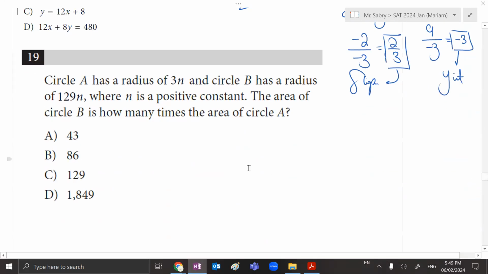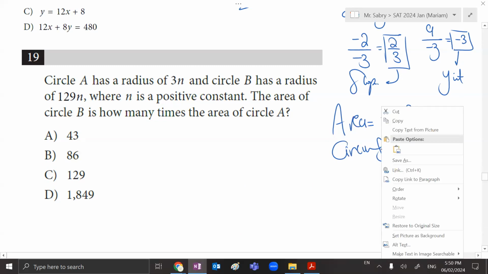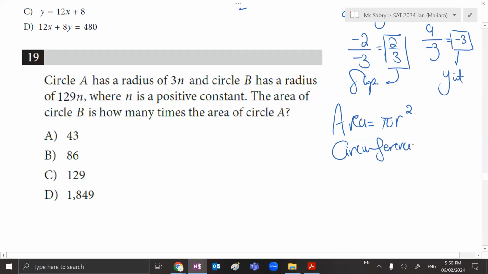19. Circle A has a radius of 3n and circle B has a radius of 129n. The area of circle B is how many times the area of circle A? Let me first remind you of the area of a circle. The area of a circle is pi r, the radius, to the power of 2, while the circumference of the circle is 2 times pi times r.